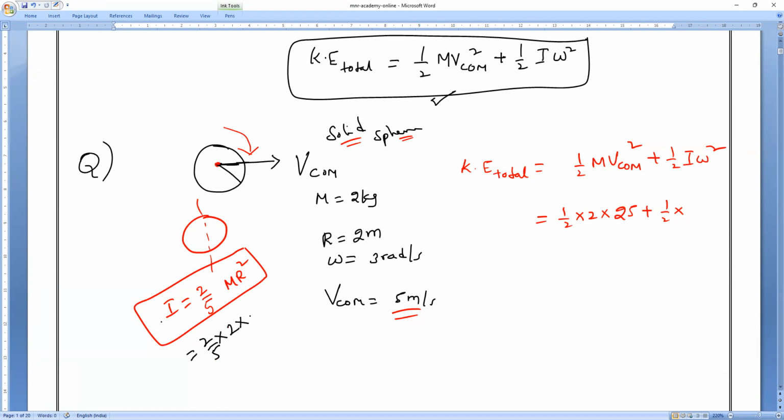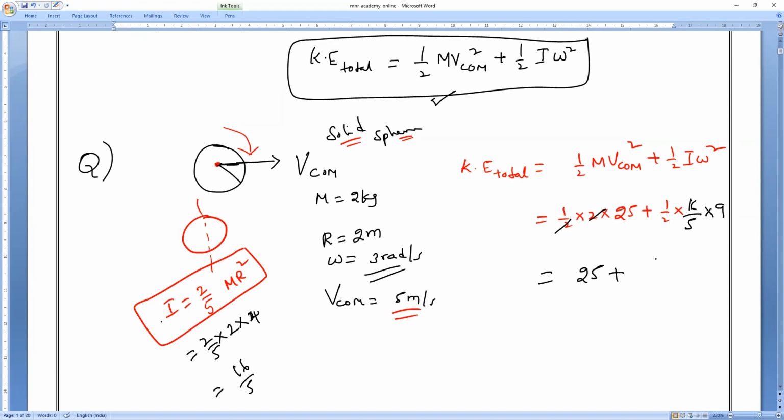Mass is 2 kg and radius square is 2 square, that is 4. So 2 by 5 into 2 into 4 gives 16 by 5. That is I. So 16 by 5 into omega square, omega is 3, so square means 9. The half and 2 will get cancelled. So this is 25 plus 16 into 9 by 5. How much is 16 into 9? All of you?